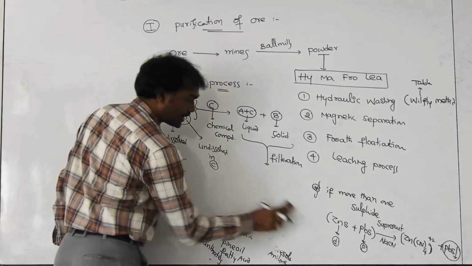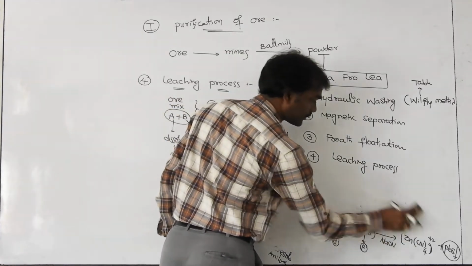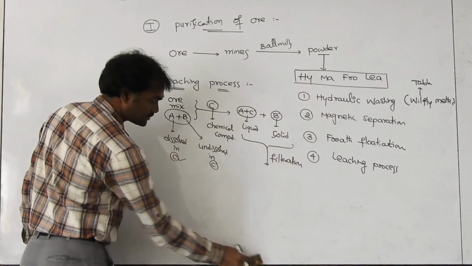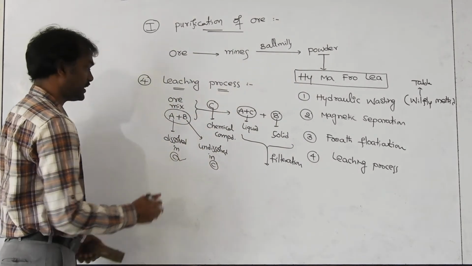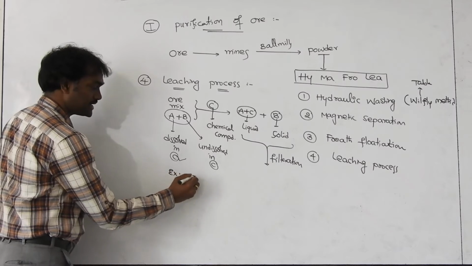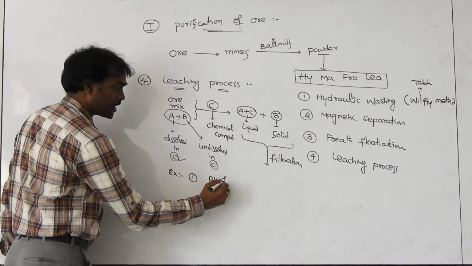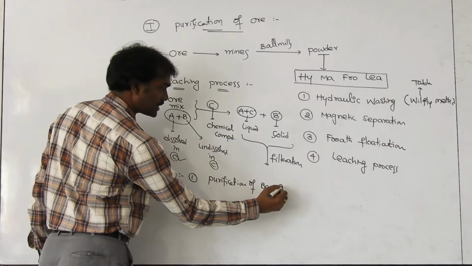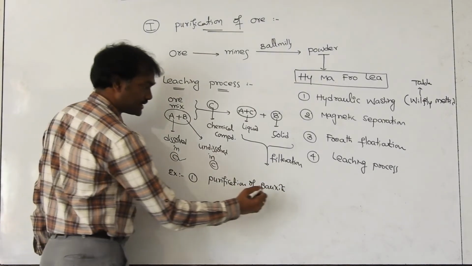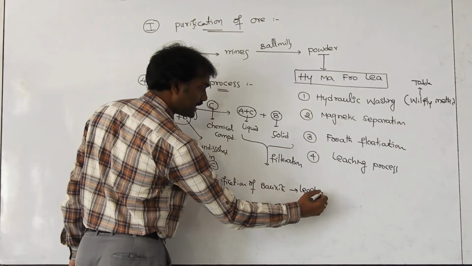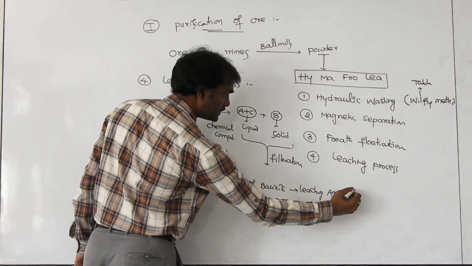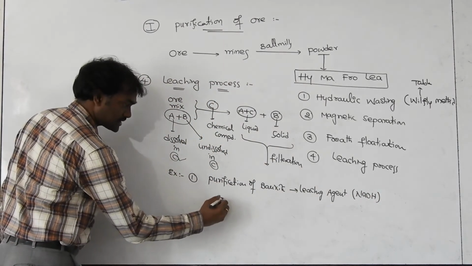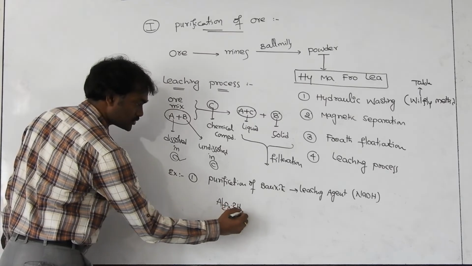So here two important famous examples of the purification of ores are taken. From your entrance point of view, those examples are important. The famous examples are two. One is purification of bauxite. What is the leaching agent? In this, the leaching agent is NaOH. See here, bauxite formula Al2O3.2H2O.